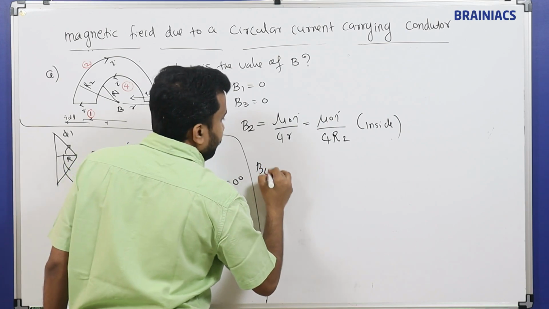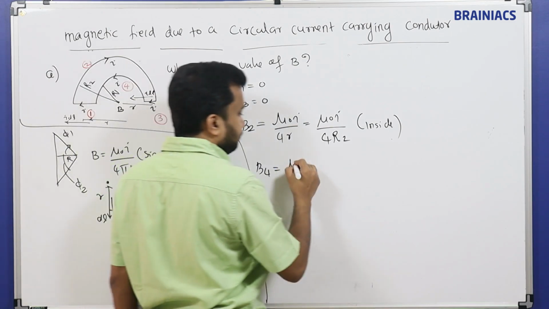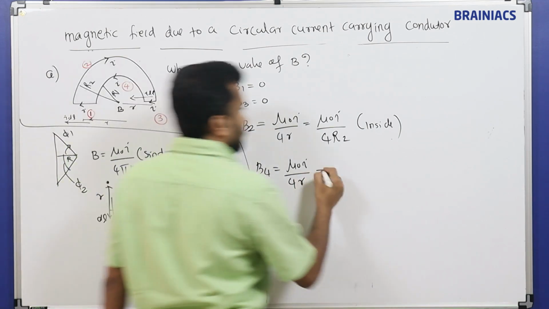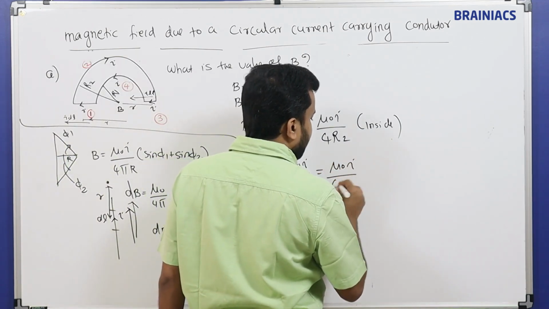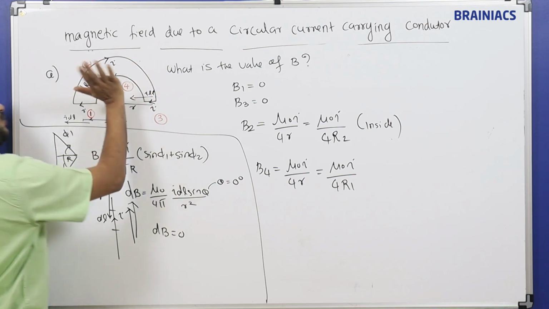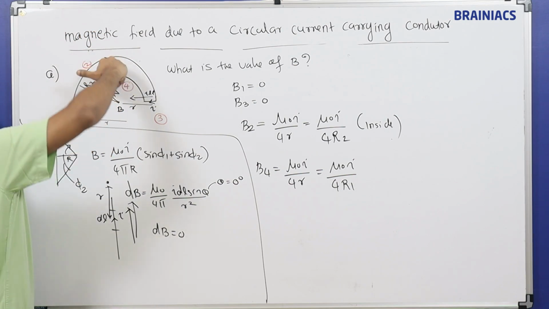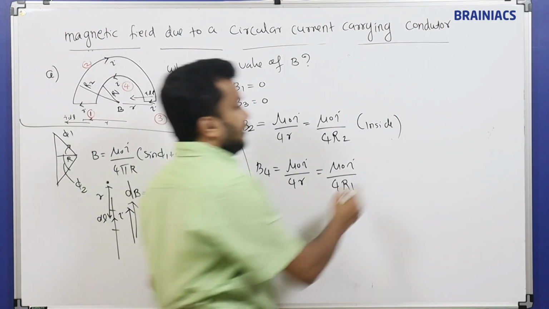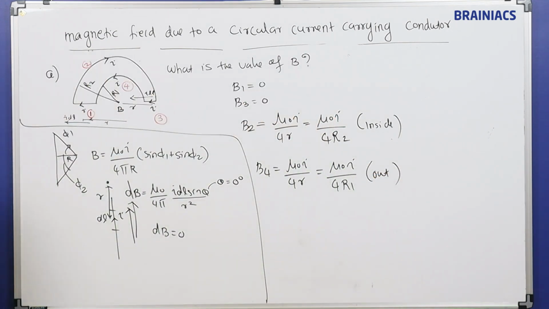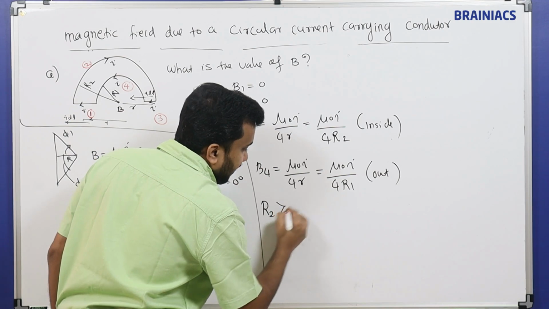Next, magnetic field due to the fourth conductor, the small one, inside one. What is the value of this one? Mu 0 I divided by 4R is the general equation. We are substituting the value: mu 0 I divided by 4 times R1. Here we have to see I is in this direction. So on the top side, the magnetic fields are going inside, and on the bottom side my fingers are coming out. So the magnetic fields are outside. So we have two magnetic fields, inside and outside. Which one is higher? R2 is higher than R1.